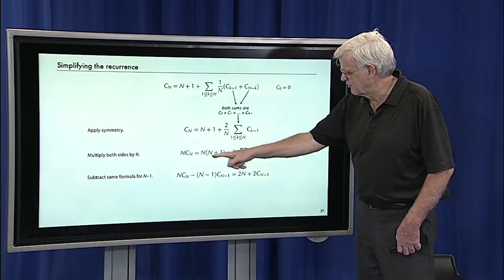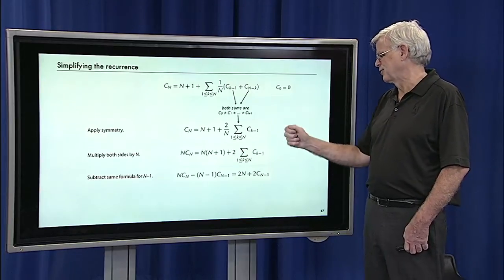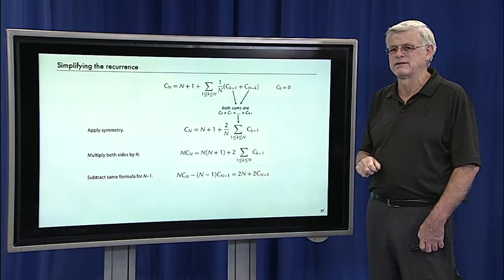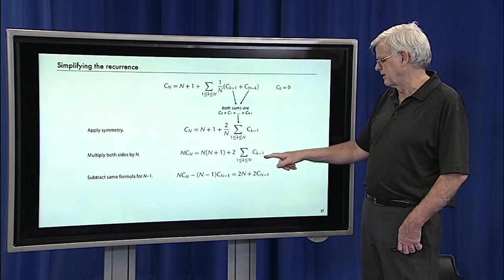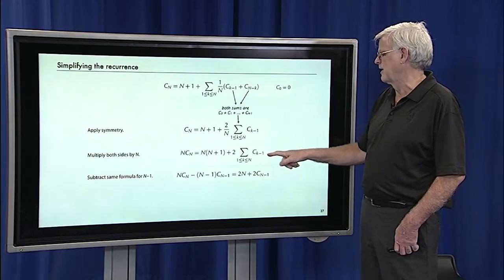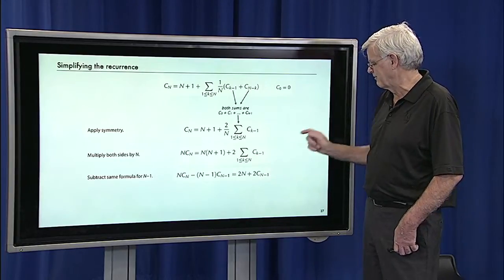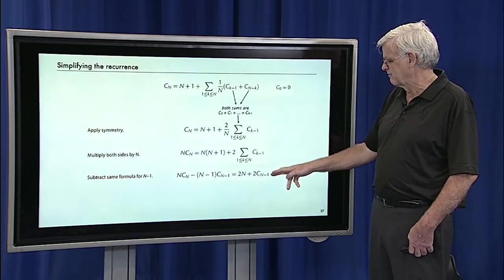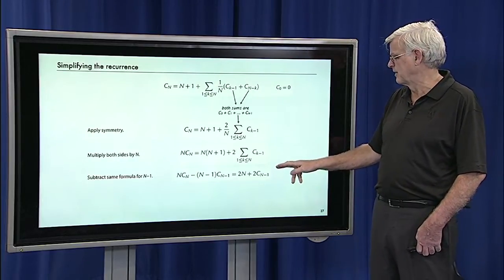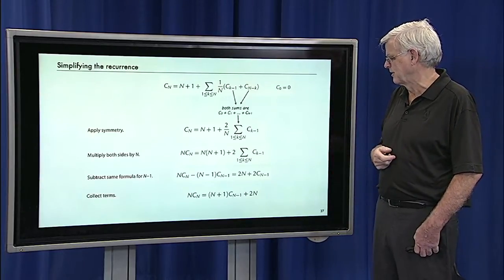And then on the right, this term, n times (n minus 1) minus (n minus 1) times n just leaves 2n. So that's a little algebra. And then the reason we did it is if you take this formula for n and subtract the same formula for n minus 1, all that's left is just one term on the right, the 2C(n minus 1). So now we have a recurrence relation that has no sum in it. And that's clearly going to be much simpler to deal with.